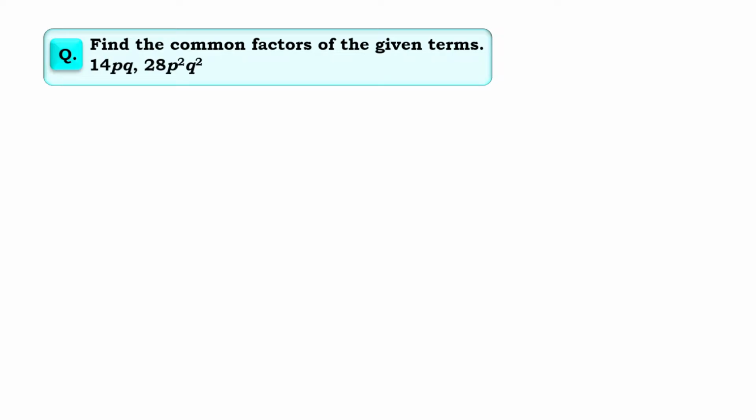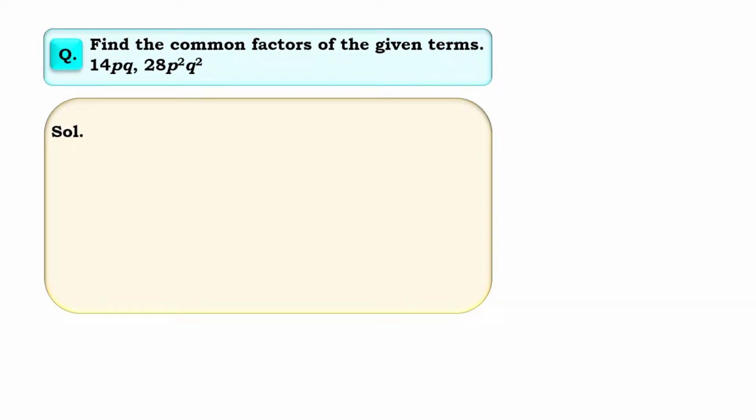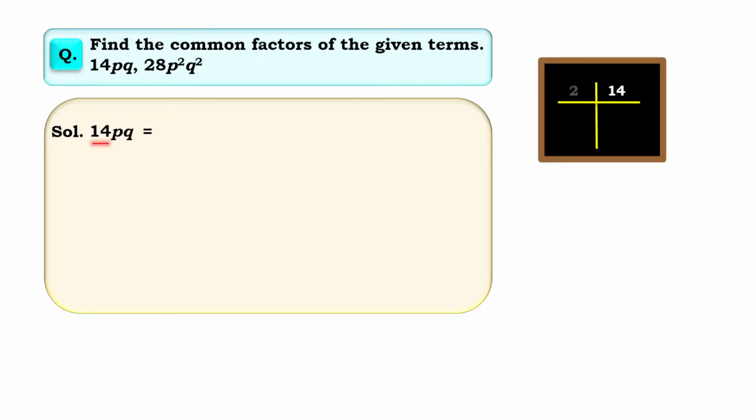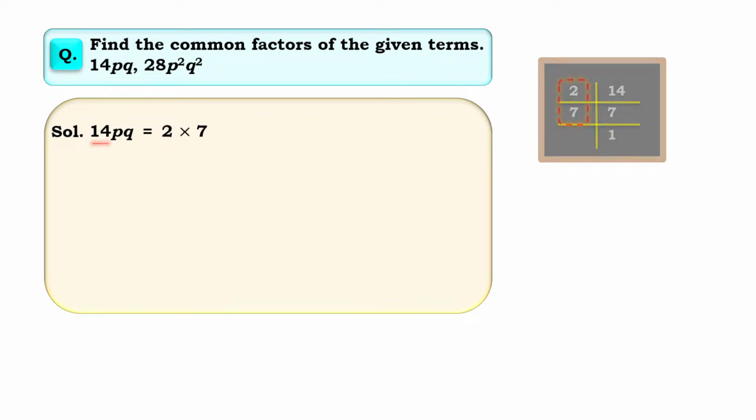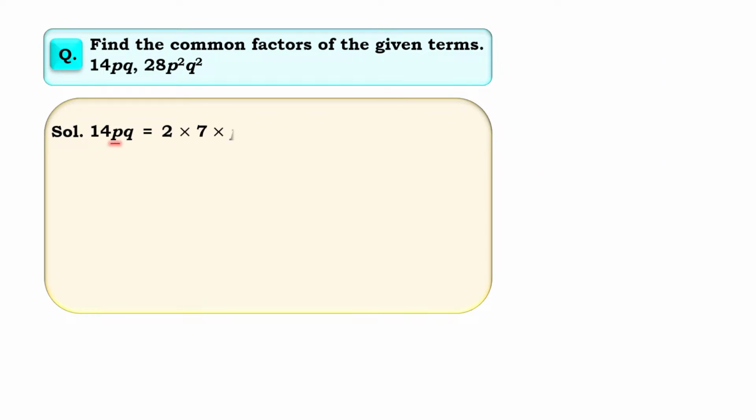Next question. 14pq and 28p square q square. Now let us start with 14pq. First we take factors for 14. 2 divides 14, 2 sevens are 14. Now 2 does not divide 7, 3 does not divide 7, 5 does not divide 7. So 7 divides 7 one time. So the factors for 14 are 2 and 7. Next, p one time, q one time. So variables we directly write.